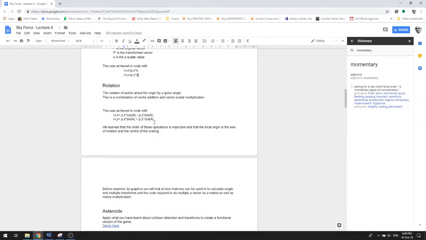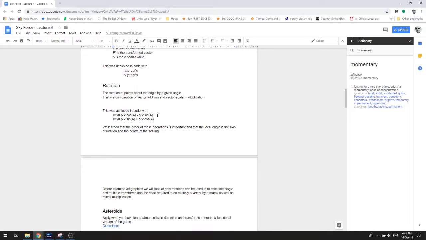Then we also did rotation. And rotation was a combination of vector addition and multiplication. You can see the components: we have a scalar multiplication of a vector subtracted from another scalar multiplication of a vector. And then with y, we have a scalar multiplication of a vector plus a scalar multiplication of a vector. So we know intrinsically how these things actually work.